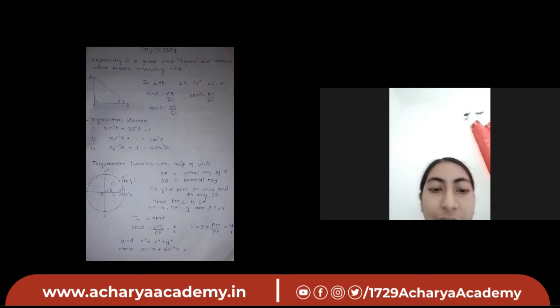And by Pythagoras theorem, you can also see that r square is equal to x square plus y square, by which we can get our first trigonometric identity, which is cos square theta plus sin square theta is equal to 1.